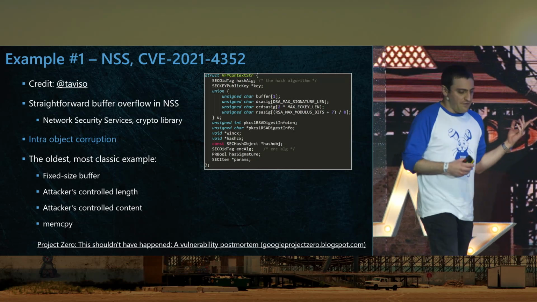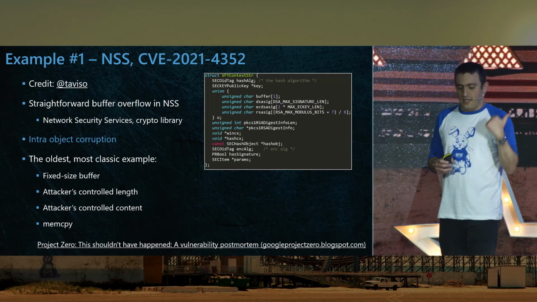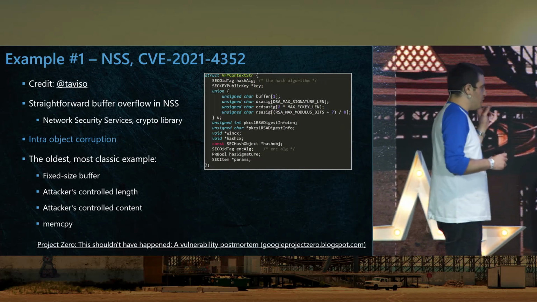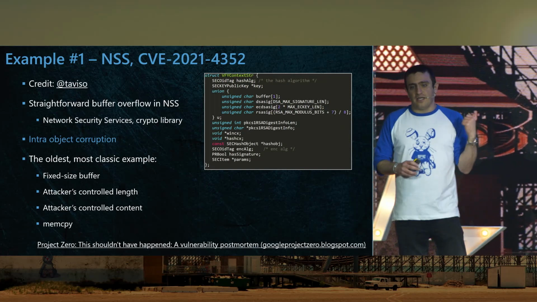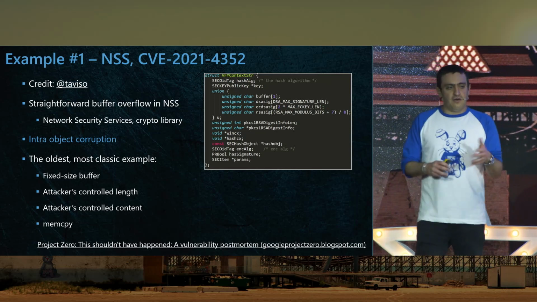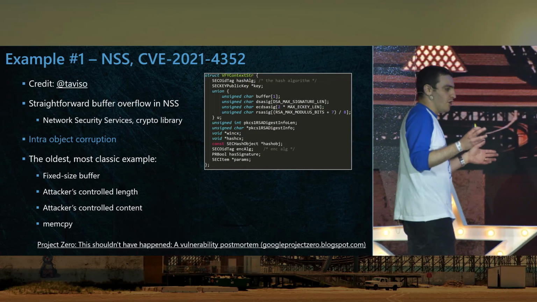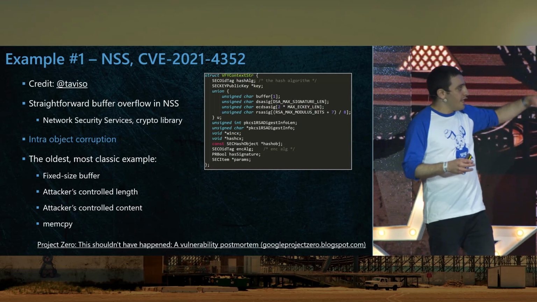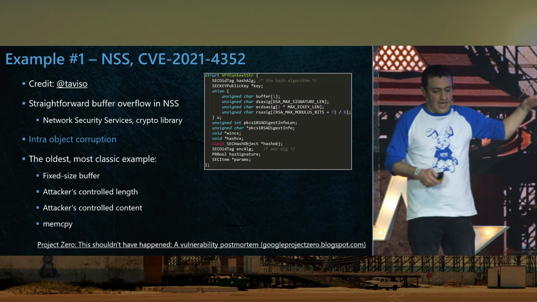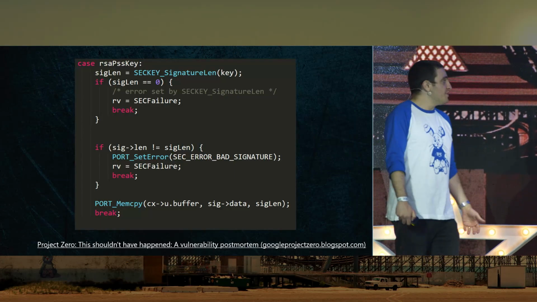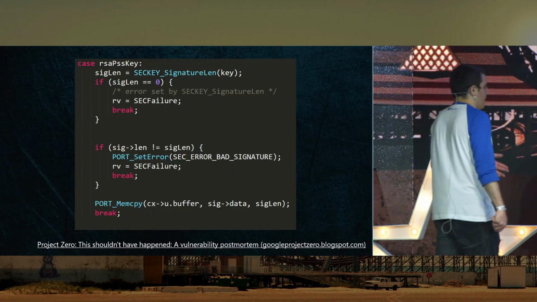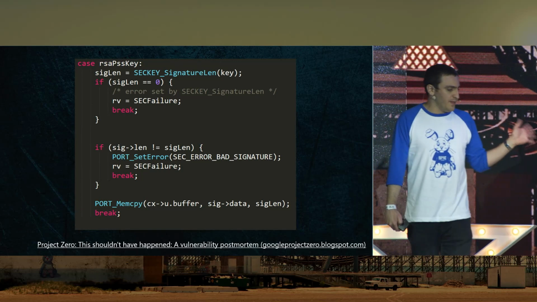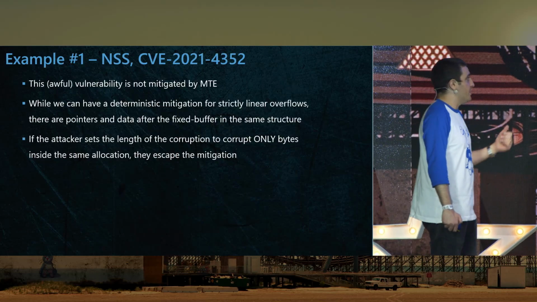The first one is a very famous one. I'm sure that you've seen it. This is a horrible, horrible bug in NSS found by Tavis Ormandy, GPZ, great find. This is a great example of intra-object corruption. You have a fixed size buffer with full control over the content and length, and you can actually trigger your overflow inside the same structure. So this bug is clearly exploitable with MTE. We don't have time to cover this in detail, but you can visit the blog post by GPZ. It's really, really good. Check this out.